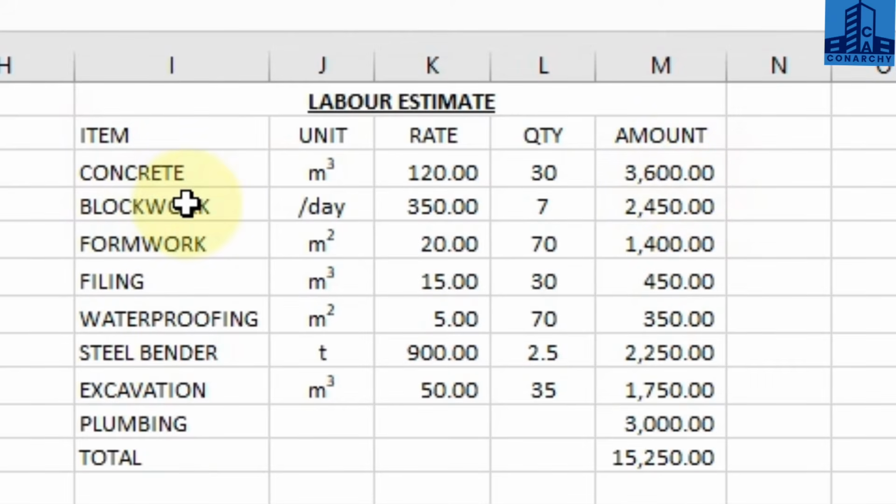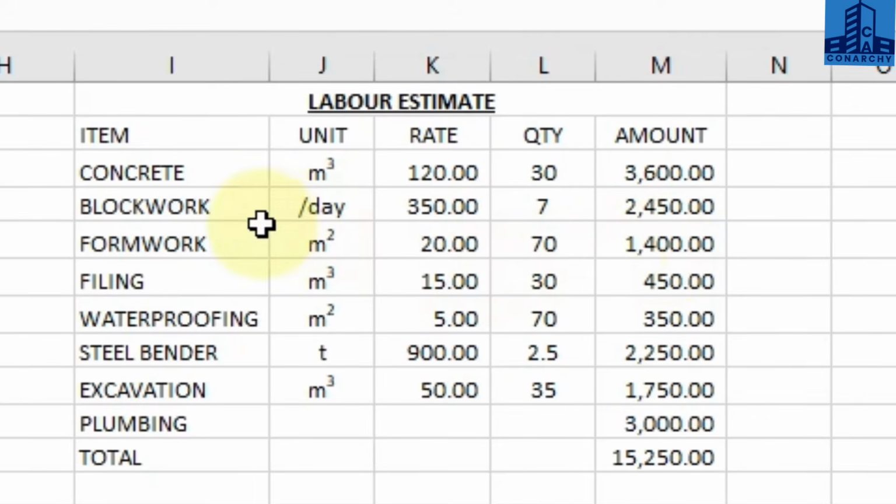We have our block work over here. Per day, a mason is supposed to lay 100 blocks. A mason is taking 200 cedis, and the mason works with a laborer at 150 cedis. So 200 plus 150 is 350 cedis. Per day they will lay 700 or 600 blocks. So you have 7 days. You just multiply by that to get the amount.